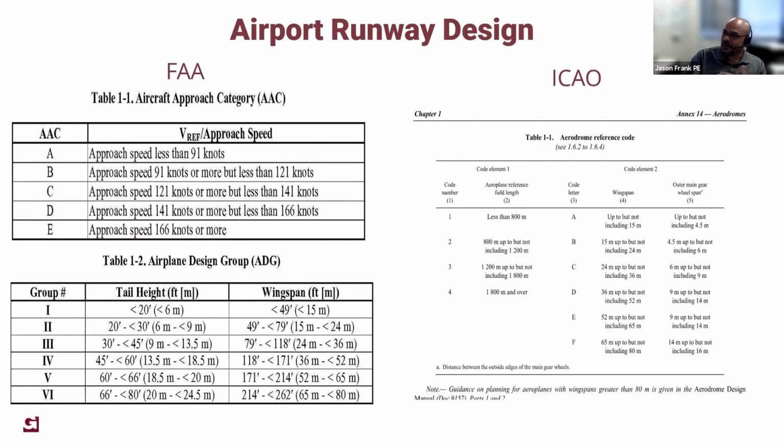So it's a similar thing. They have their field length. They don't use the approach speeds, they use the field length, how much field length you have there, and that's divided into 4 categories. And then you have 6 categories when it comes to letter codes for your airplane, when it comes to your wingspan, and again your outer main gear wheel span. That's basically from edge of wheel gear to edge of wheel gear of your aircraft.